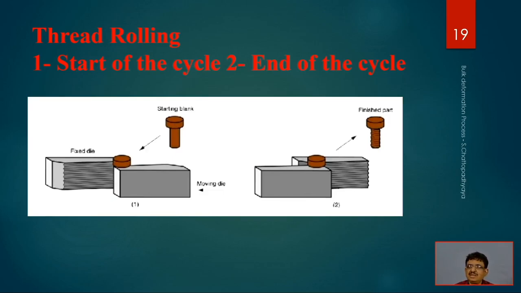Two rolls are having some kind of threads in this inside part, and they are rubbing together, and that way the threads are produced. So starting blank, and then it is the finished blank with those thread formation. This is the most productive process of generation of threads. No waste together, very, very fast.